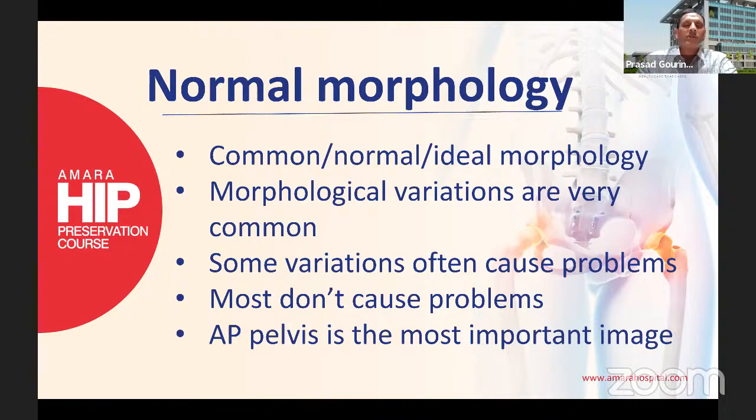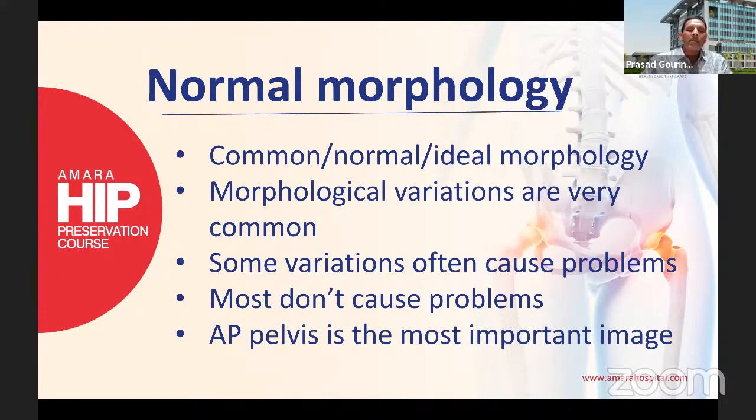Some variations often cause problems, like tumors and infection, but some variations like a deep acetabulum, shallow acetabulum, or a cam morphology may not be pathological, but it's important that we identify that there are variations of the ideal morphology. Most variations do not cause problems, but clinically we'll figure out in a different talk some other time which ones are more significant. Now among X-rays, AP pelvis is the most important image.